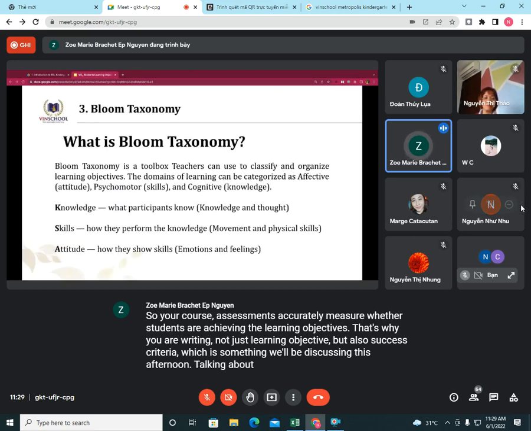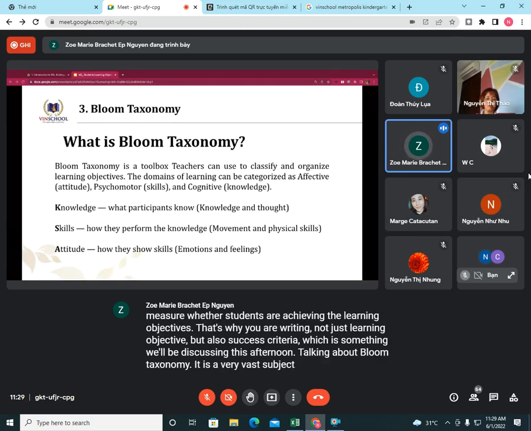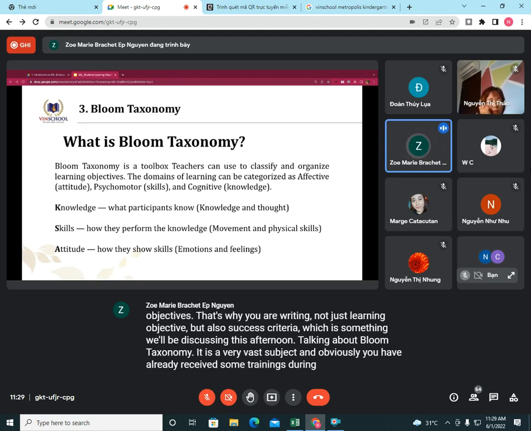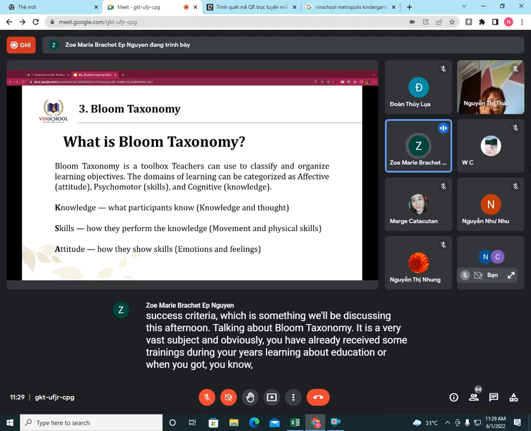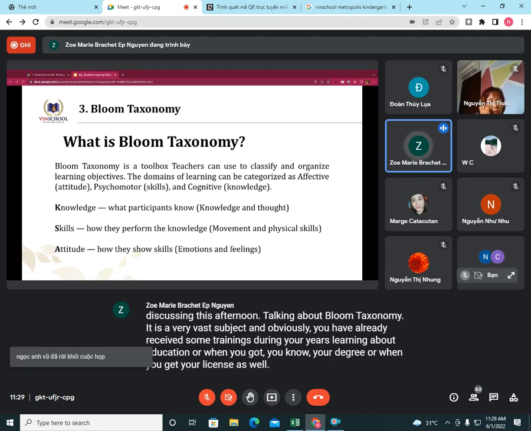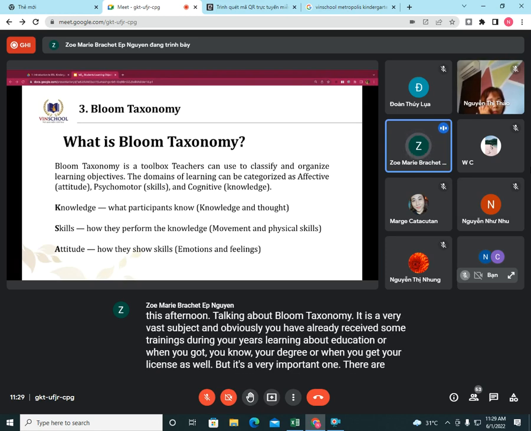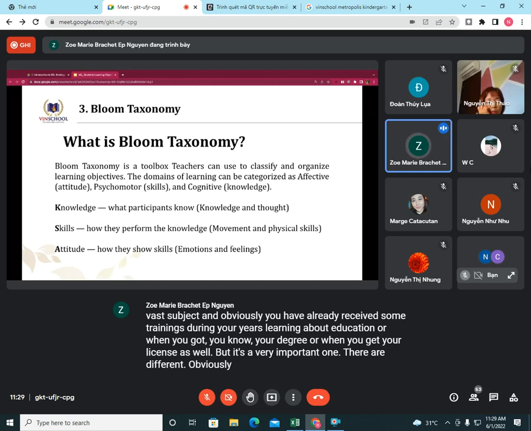Talking about Bloom's taxonomy, it is a very vast subject, and obviously you have already received some training during your years learning about education, or when you got your degree, or when you got your license as well. But it's a very important one. There are different taxonomies you could refer to.